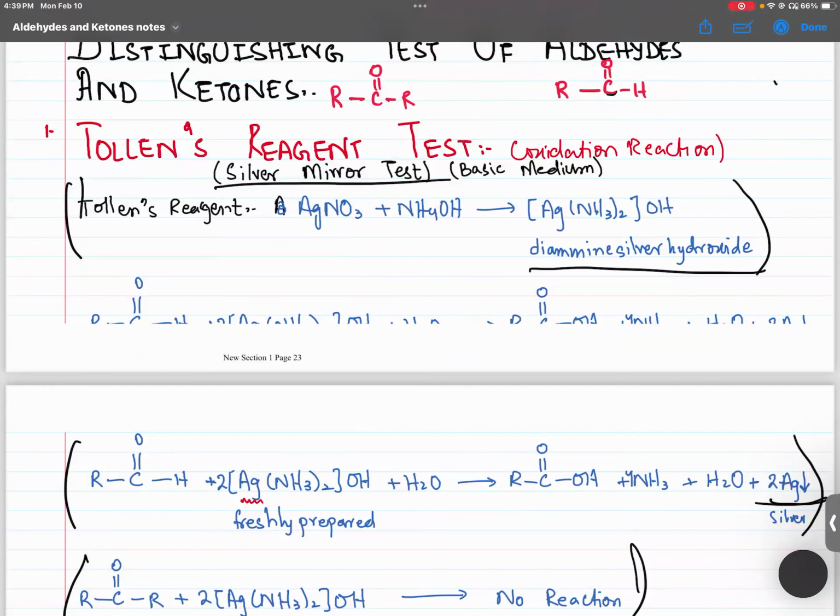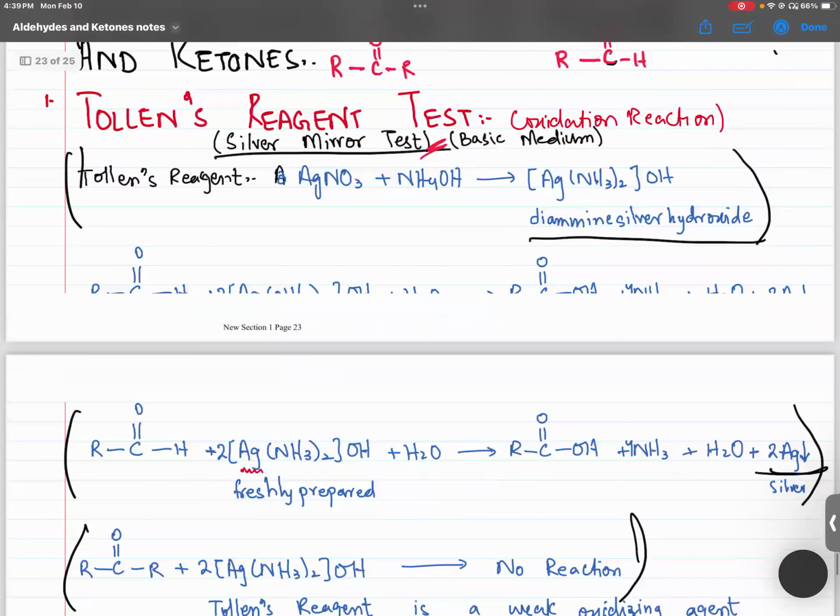The Tollens reagent test will be giving us what? It is a silver mirror test. Usually people say that this is a silver mirror test. What does this mean? This means that you will be having a silver metal at the end of this reaction. So what is actually the Tollens reagent? It is basically a complex molecule. But in easiest words, you need to understand that the ammonium hydroxide and the silver nitrate will form this one.